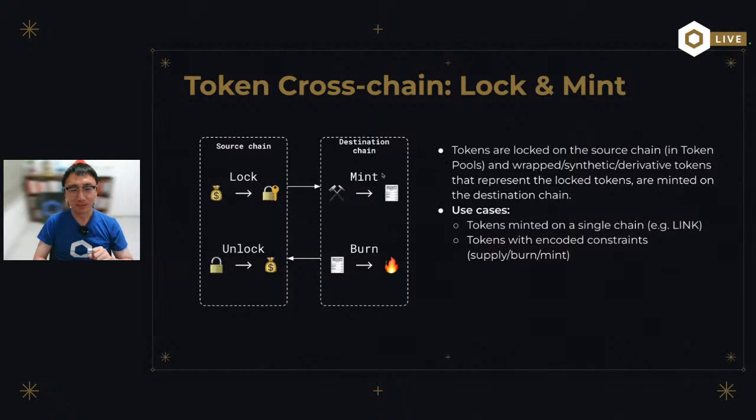So the use case for this one is, like I said before, a token minted on a single chain, for example the Chainlink token, or a token with encoded constraints. For example, if there is no burn and mint function in the deployment on the source chain, you need to lock or unlock this token when you want to transfer these tokens in or out.